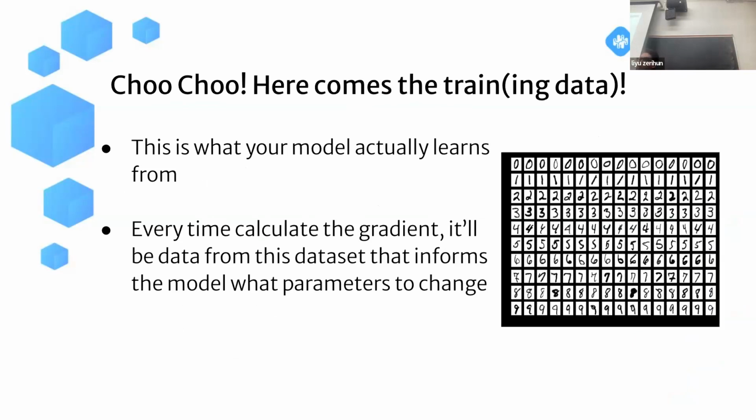And the point of this is that the model takes this in and it sort of learns the trends and the patterns that are present in the training data. And hopefully these trends are reflective of the data at large.